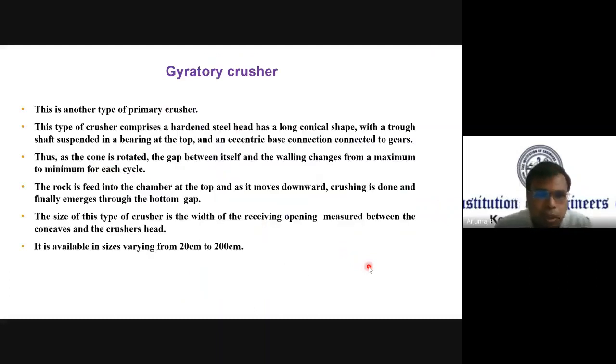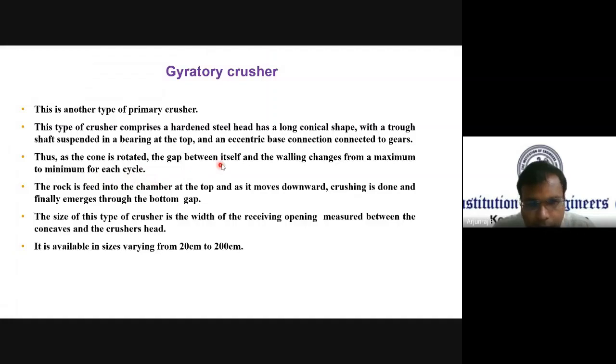The next important crusher is a gyratory crusher. This is also another type of primary crusher. This type of crusher is comprised of a hard steel head, and it has a long conical shape with a rough shaft suspended in a bearing at the top. It's similar to what we have seen in a jaw crusher in the previous slide, and it also has the eccentric base connected to the gears.